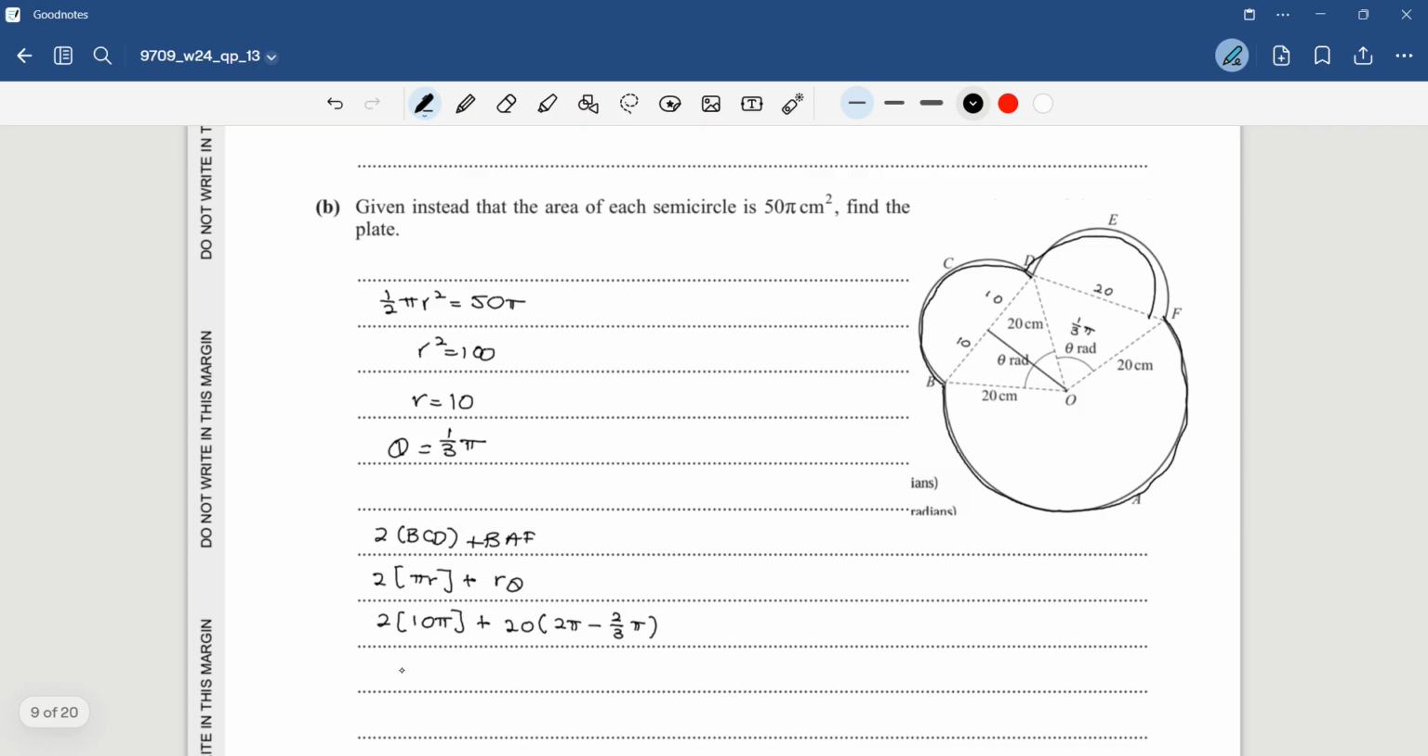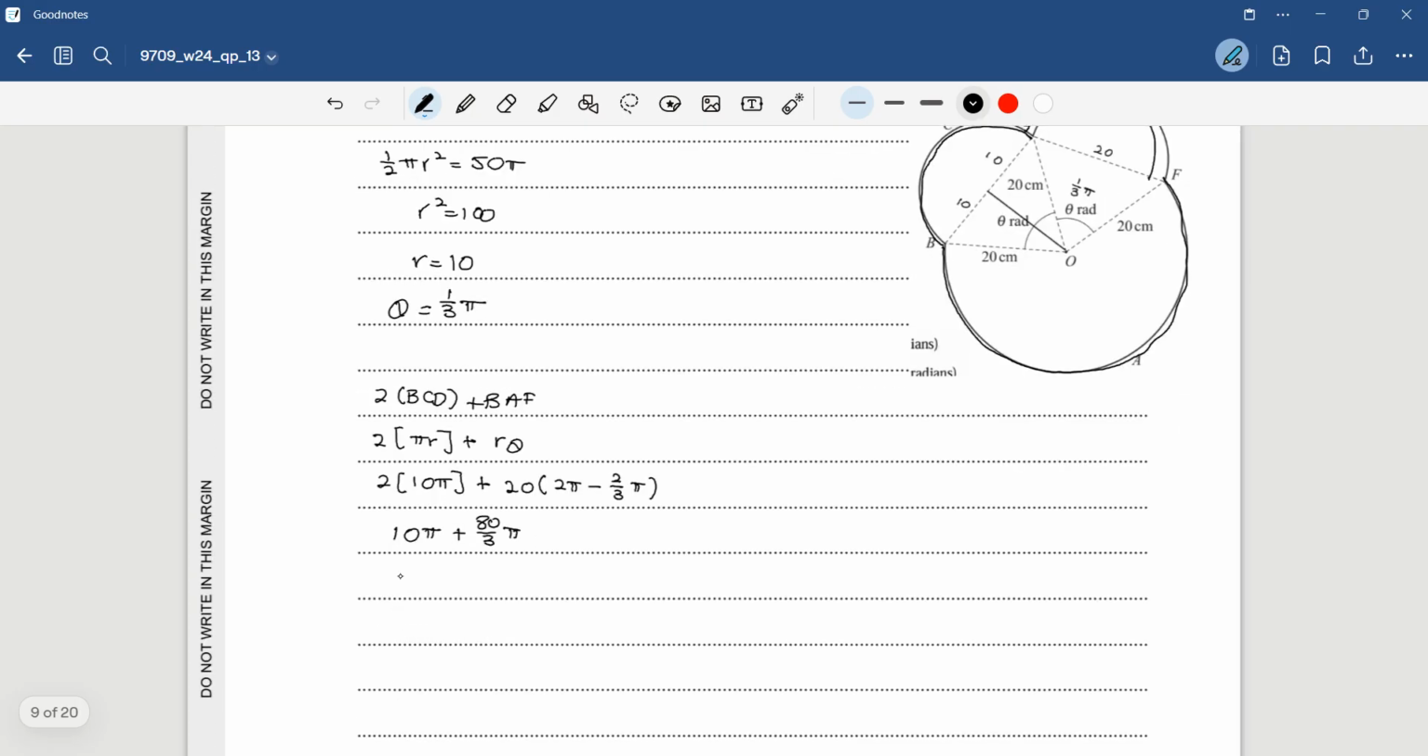So it will be 10 pi plus 80 over 3 pi. So your final answer will be 140 over 3 pi. So this is the total perimeter. Okay, so that's all from me. Thank you.